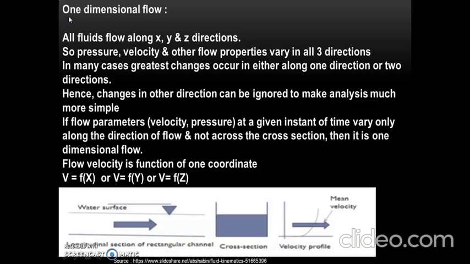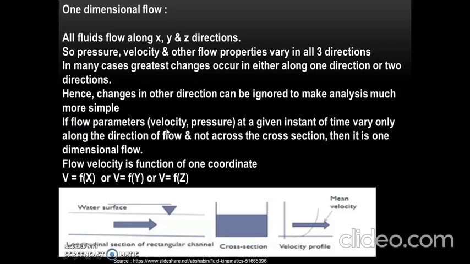Next, we will define one-dimensional flow. Usually, all the fluids flow along three directions, that is x, y and z directions. So, pressure, velocity and other flow properties vary in all these three directions. But in many cases, greatest changes occur along either one direction or two directions. Hence, changes in other directions can be ignored to make analysis much simpler.